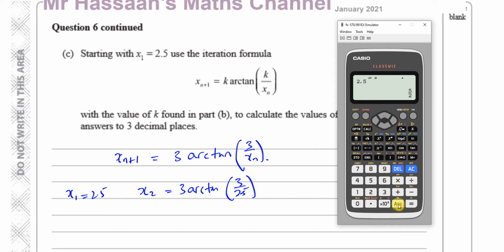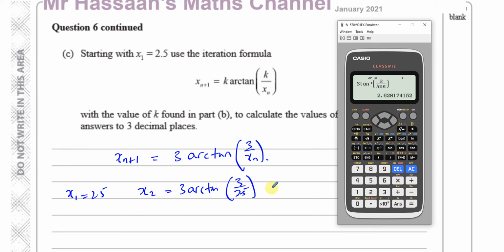So if I press answer from now, this would come up. So I'm going to set this up here. 3 times inverse tan. Remember, arctan means inverse tan of the fraction. 3 over, and I'm going to put answer. Okay, so right now that's going to be 3 times the inverse tan of 3 over 2.5. When I press equals, that's going to be the result of this calculation.